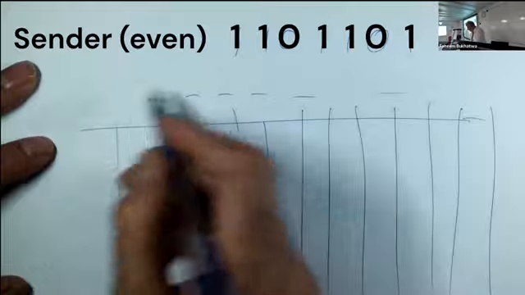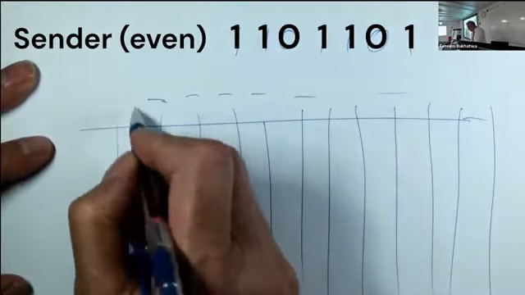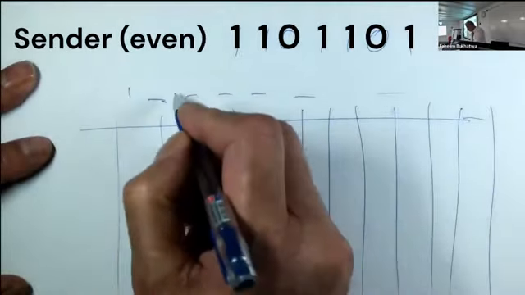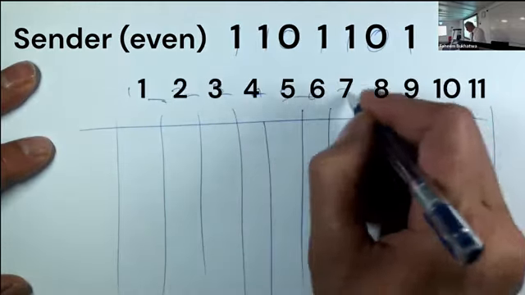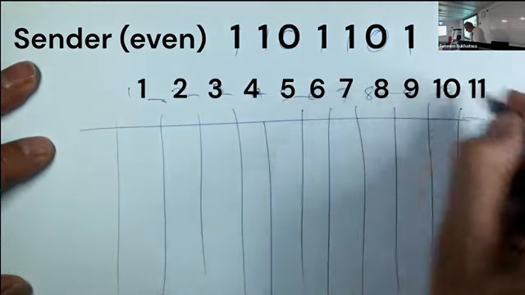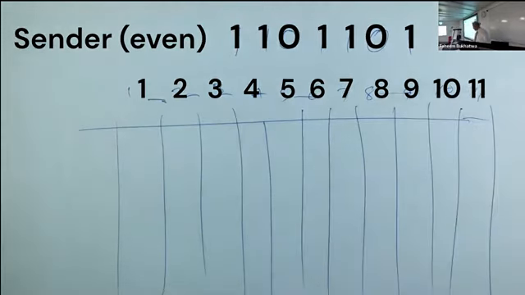And I'm just going to put a sequence number on all these columns. So this is position 1, 2, 3, 4, 5, 6, 7, 8, 9, 10, whatever. We keep going as big as the frame will take. Now, these are things you need to notice. Which bits, where are the parity bits going to go? And the parity bits are going to go as follows.